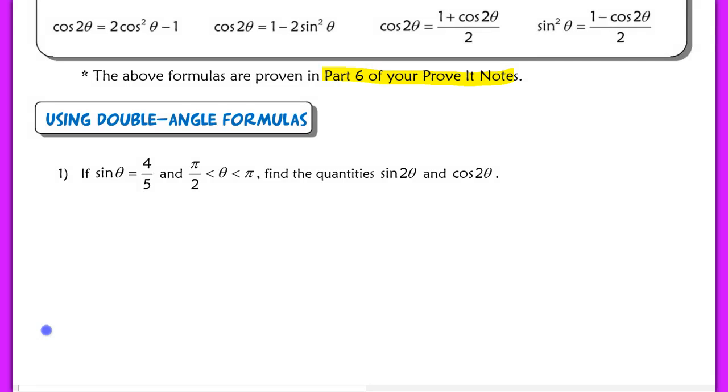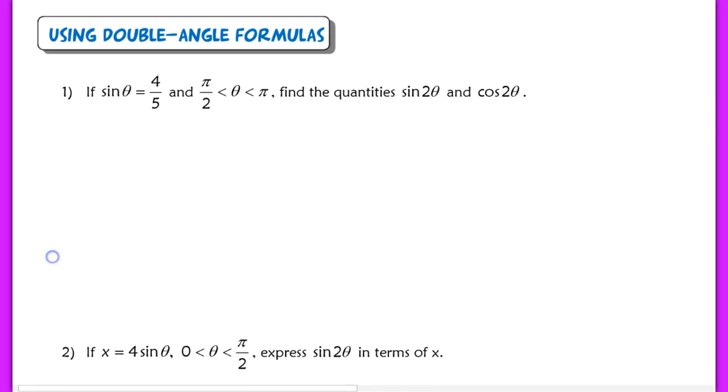The first question says, if sine theta is equal to 4/5 and theta lies between pi over 2 and pi, so it's in the second quadrant, find the quantities sine 2 theta and cosine 2 theta. There's a couple ways that I want to do this. First, I'm going to look at sine 2 theta. Knowing my double angle identity, I know that sine 2 theta is equal to 2 sine theta cosine theta. So now I need to plug in a value for sine theta, which is given, so I plug in 4/5.